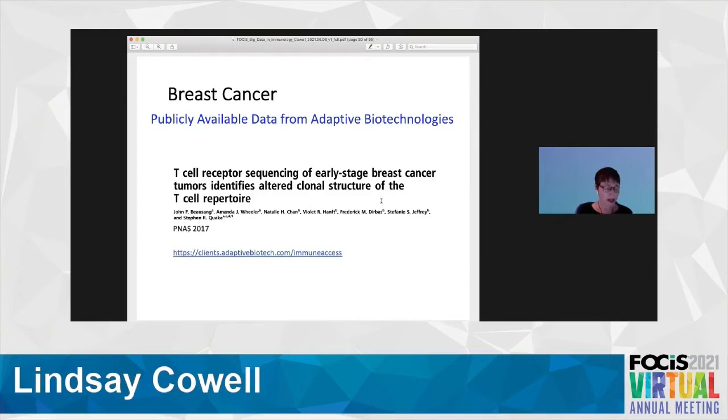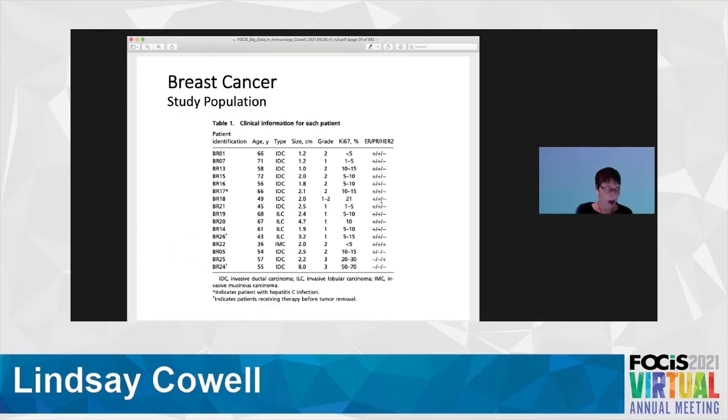So we next applied the same approach to tumor and adjacent healthy tissue from patients with early stage breast cancer, and these data are also available from the Adaptive Biotechnologies portal and are described in this publication. There are 16 patients, and their clinical information is shown here.